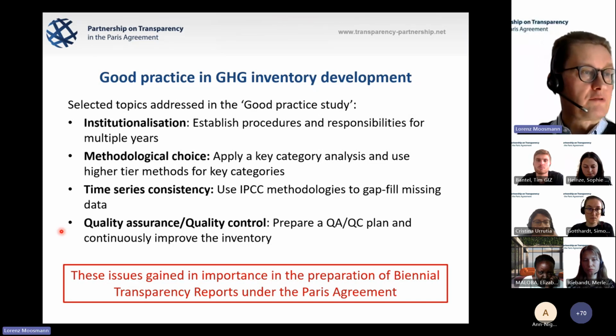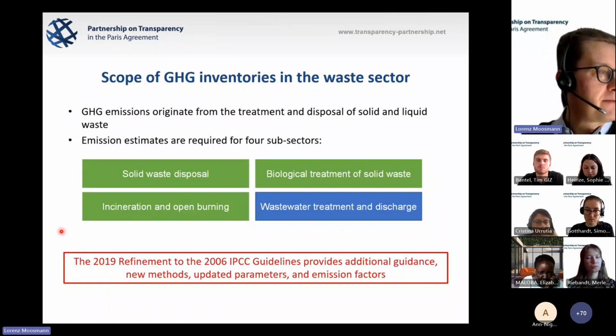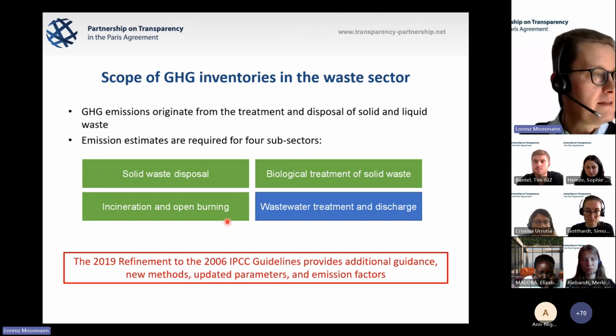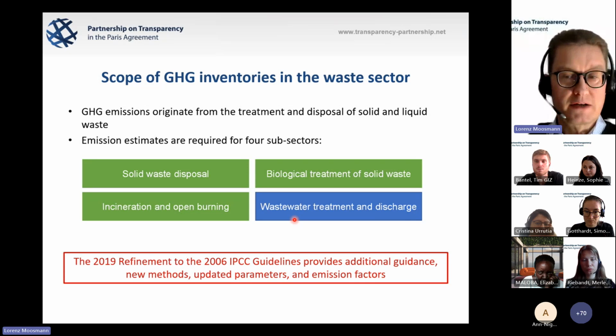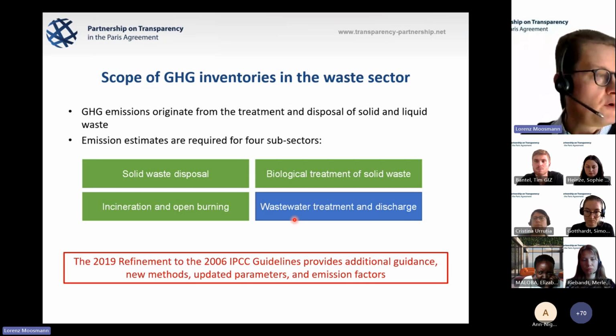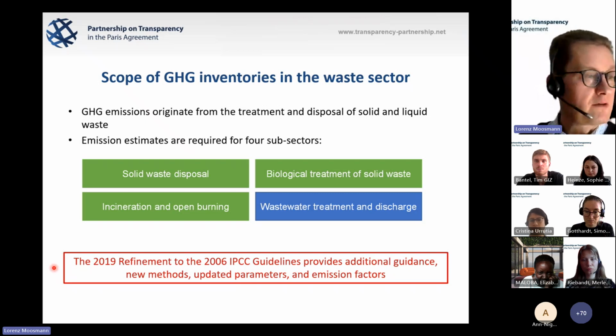Now let's move from the general inventory development to the waste sector. I think Simone also mentioned it, so it's emissions from both waste and wastewater. There are the four subsectors presented here: solid waste disposal, then biological treatment of solid waste, incineration and open burning, and then the wastewater subsector. And for these subsectors, we have information in this knowledge product, in this study, and we also refer to the refinement. And it's useful also in the waste sector because it provides additional guidance on various subsectors. It provides new methods, then also updated parameters and new emission factors, which just help in developing a state-of-the-art greenhouse gas inventory.